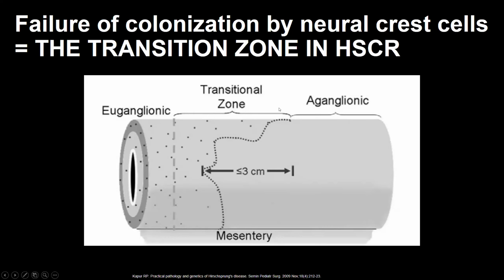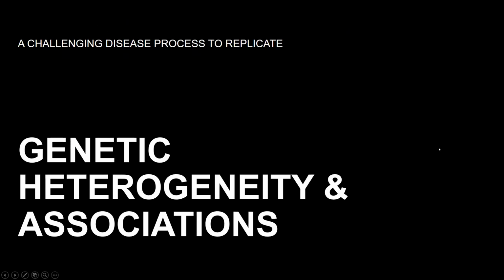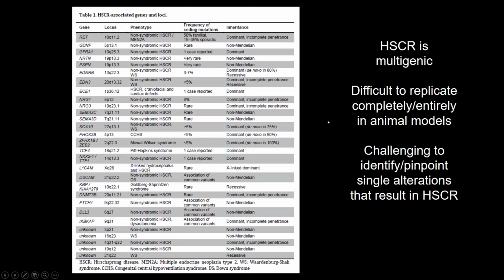Many times we are tasked with the obligation to identify where the transition zone is, and we'll talk a little bit about how we identify it in a bit. So I wanted to make sure to show you that there's a lot of genetic heterogeneity and associations with Hirschsprung. I just put this table in front of you for you to see how many genes are involved in the development of Hirschsprung disease.